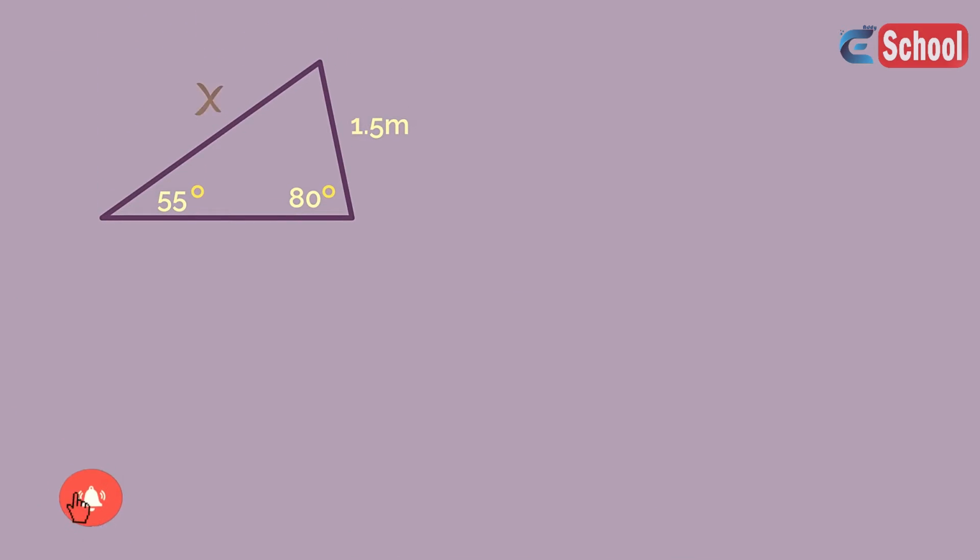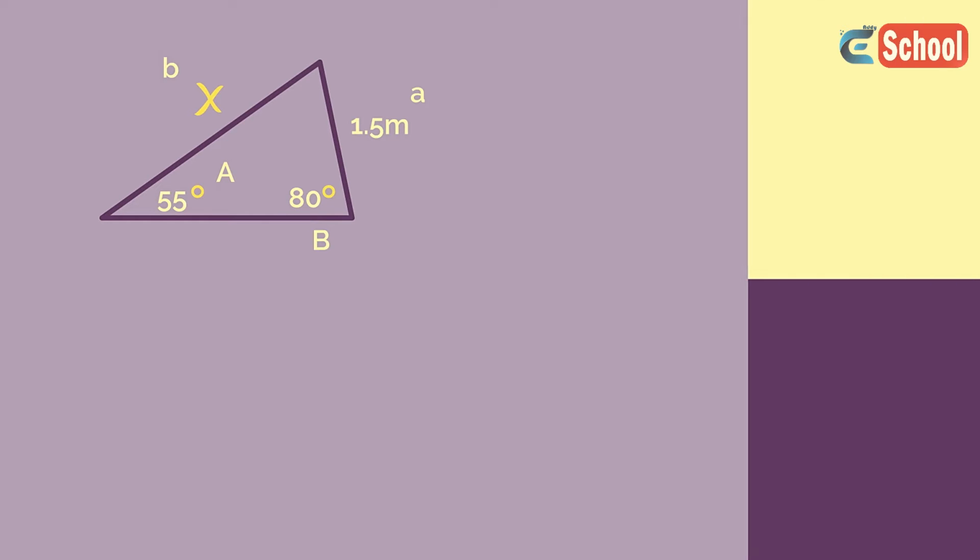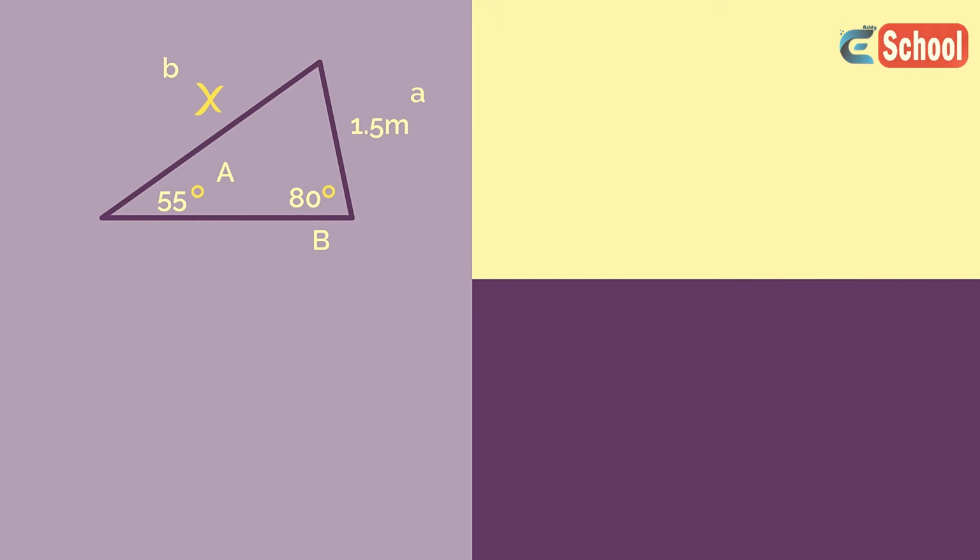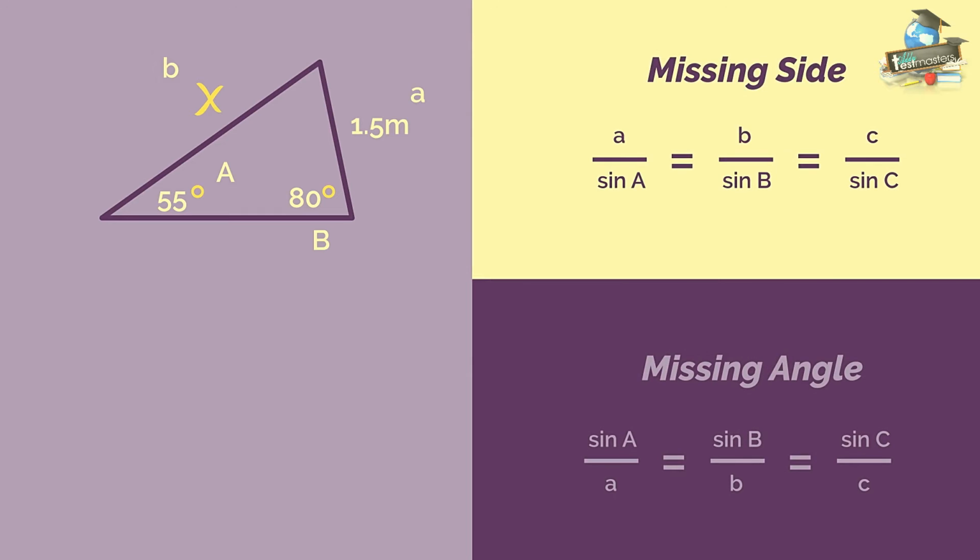So start by labelling the sides as a and b and the angles as capital A and capital B. So let's call 1.5 centimetres side a, 55 degrees must be angle A, and so then 80 degrees is angle B, which means the missing side x is little b. We need to find a missing side, so we'll use this version of the formula.